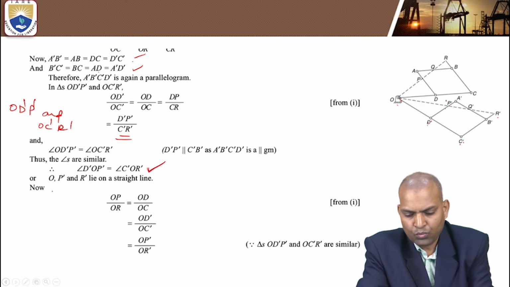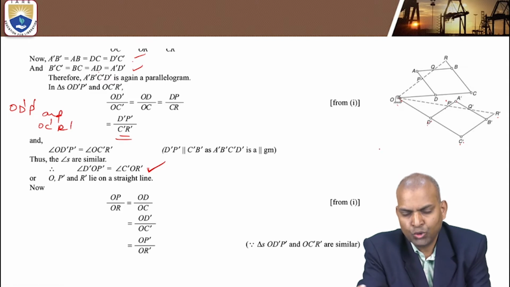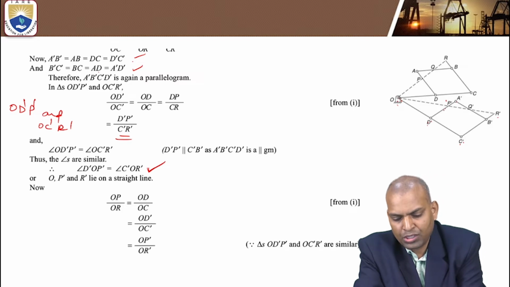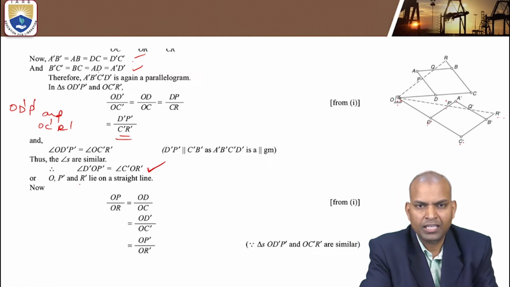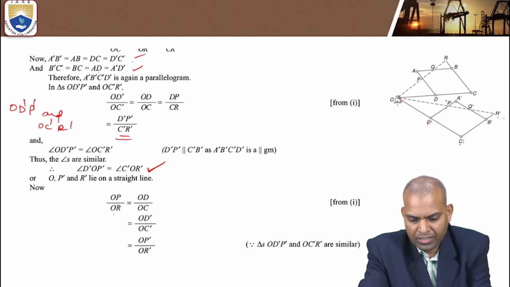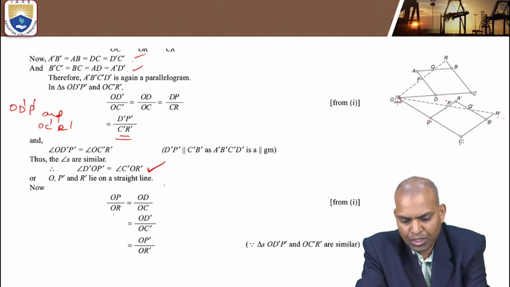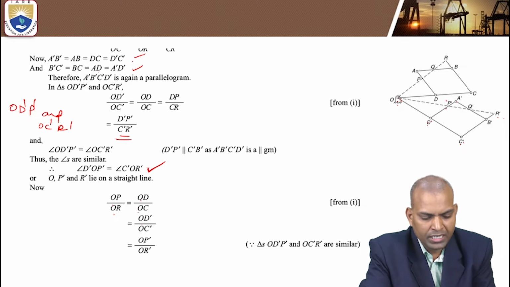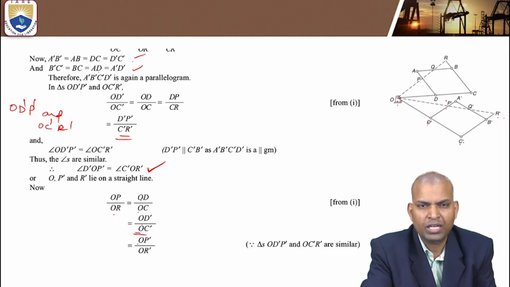Now, as OPR is on a straight line, in the new position also, because the triangles are similar, the positions O, P dash, R dash are also on a straight line. It follows exactly. Now, OP by OR from the first position equals OD by OC. You apply for the second position: OP by OR equals OD by OC, which means OD dash by OC dash, that is the same ratio as OP dash by OR dash.